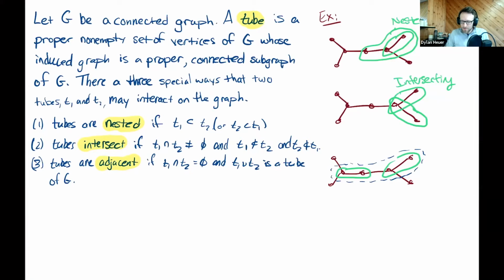And there are three special ways that tubes can interact on a graph. They can be nested, so over here one of them is completely contained in the other, or they could be intersecting, so they share some parts, but neither is completely contained, in this case just at one vertex. And they're called adjacent if they don't intersect, but if you union them, you'd get another valid tube. I forgot to write the word adjacent over here, but these are adjacent because if I union them, I get this group of 4, which is still a connected subgraph.